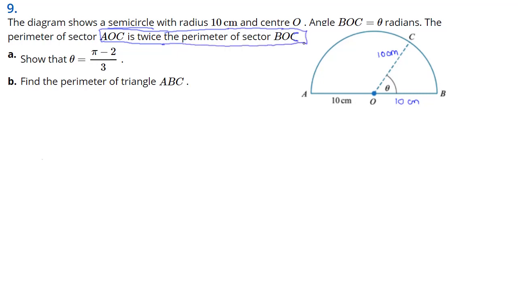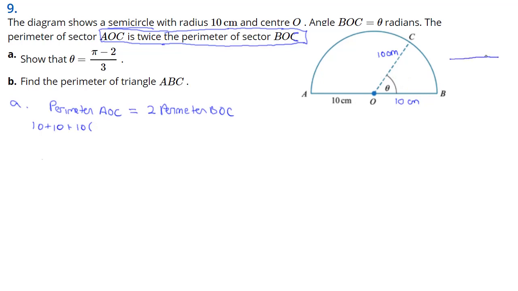Well, I take it back. They tell us the perimeter of AOC is twice the perimeter of the sector BOC. So in this case, they want us to show that theta, or that angle, is (pi minus 2) over 3. So let's take the information they gave us: the perimeter of AOC is equal to 2 times the perimeter of BOC. Because remember, AOC is twice as big, so in order to make them equal, we have to multiply the other one by 2.